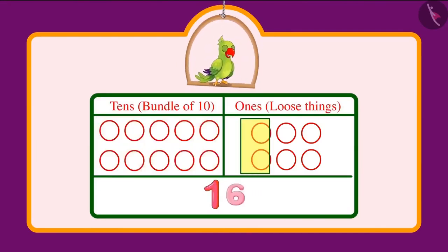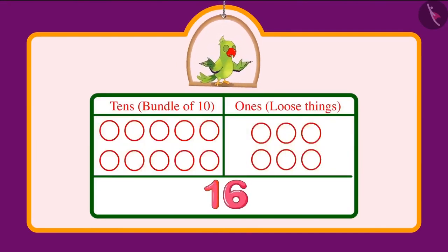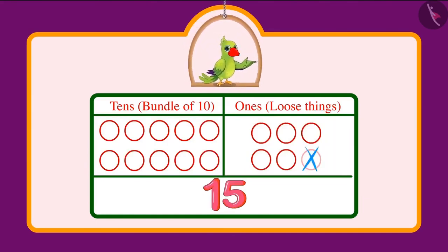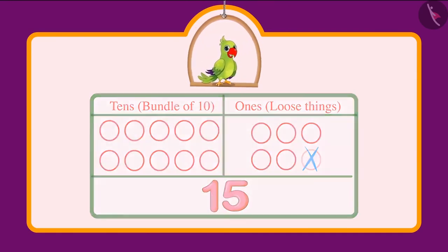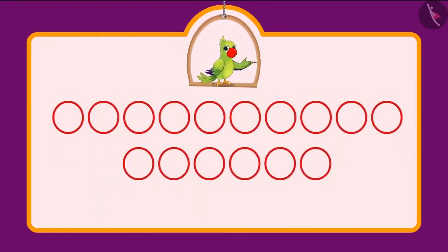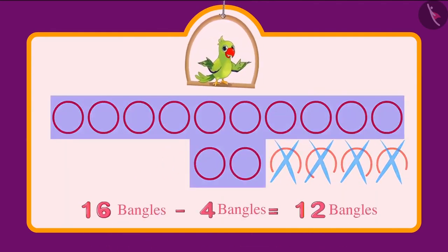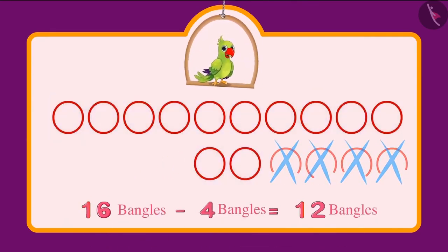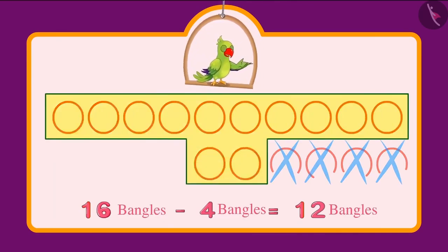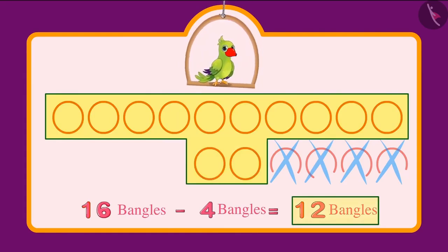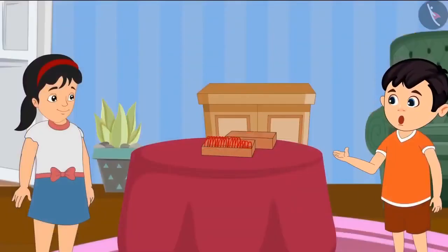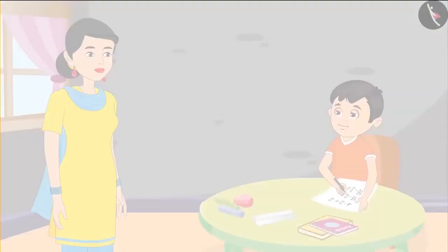16 consists of 1 ten and 6 ones. And when we subtract 1 unit from 16, then we are left with 1 ten and 5 ones. That is 15 bangles. This means that if you subtract 4 bangles from 16 bangles, then we will get 12 bangles. So Chotu has a group of 10 and 2 more bangles, that is 12 bangles in total. Okay, now I understood. Thank you, Aarti.